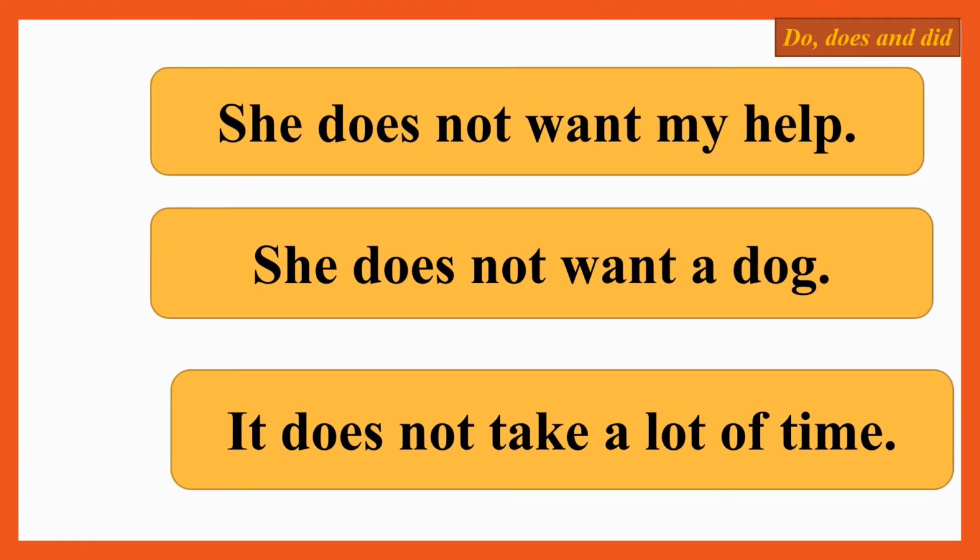When we add does not, the sentence becomes a negative sentence. Now have a look at these examples. She does not want my help. She does not want a dog. In the first and second sentences, the subject is she. So, we will use does not in our sentence.